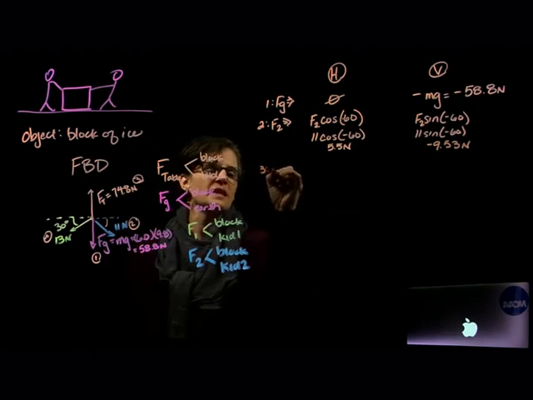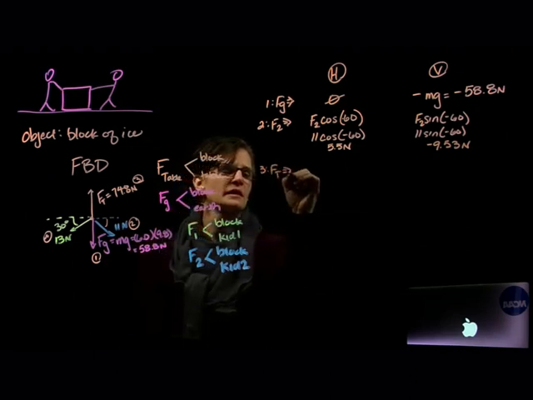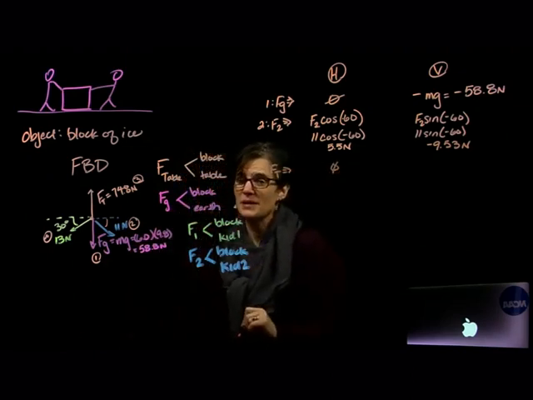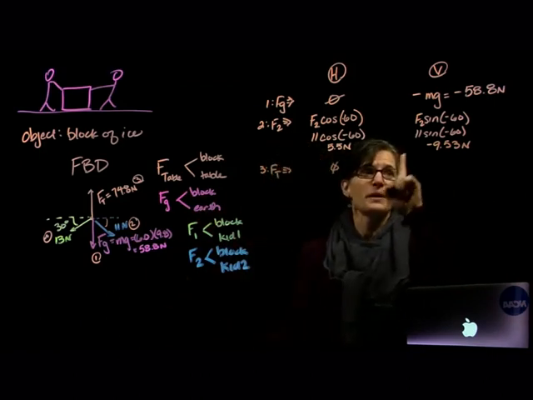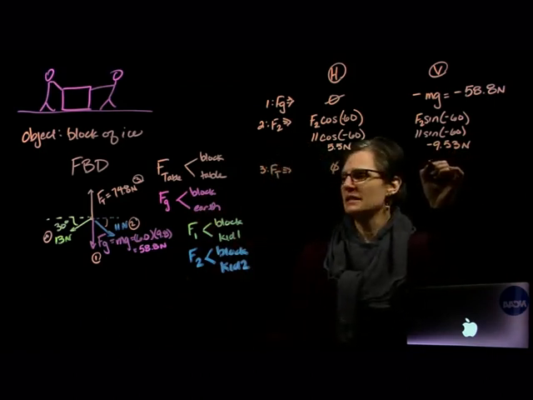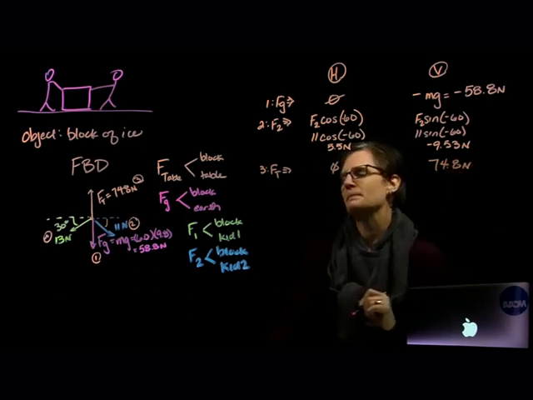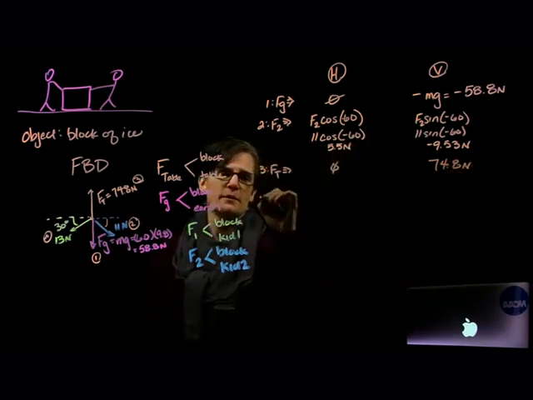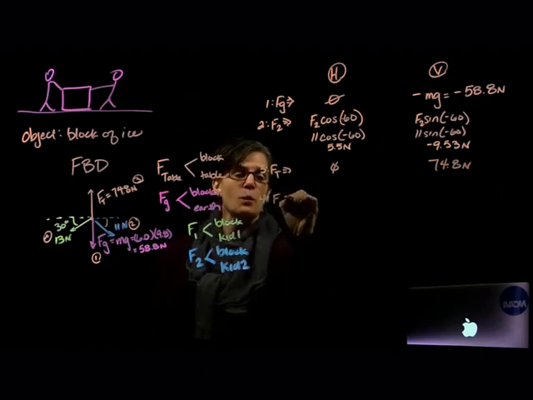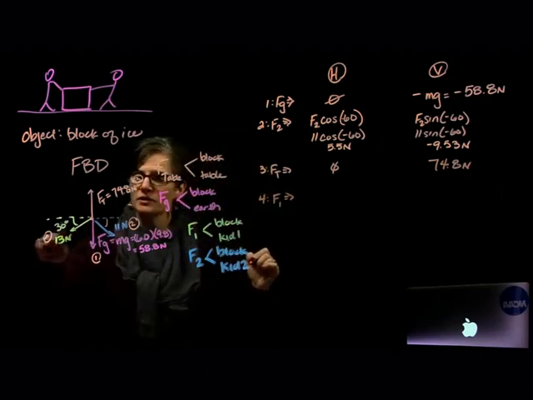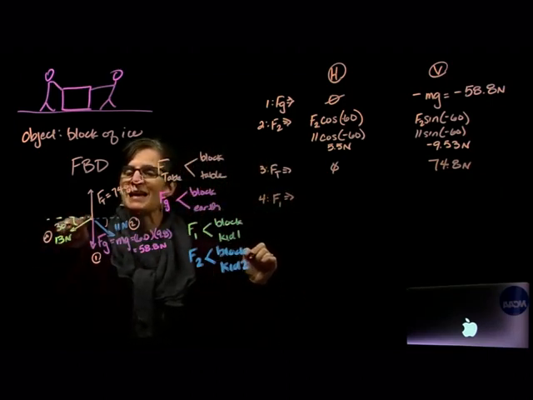Force number 3 is the force of the table. There's no horizontal component. The vertical component is pointing up, and it equates to 74.8 newtons. Force number 4 is the force of kid 1. It has a horizontal component related to the angle.